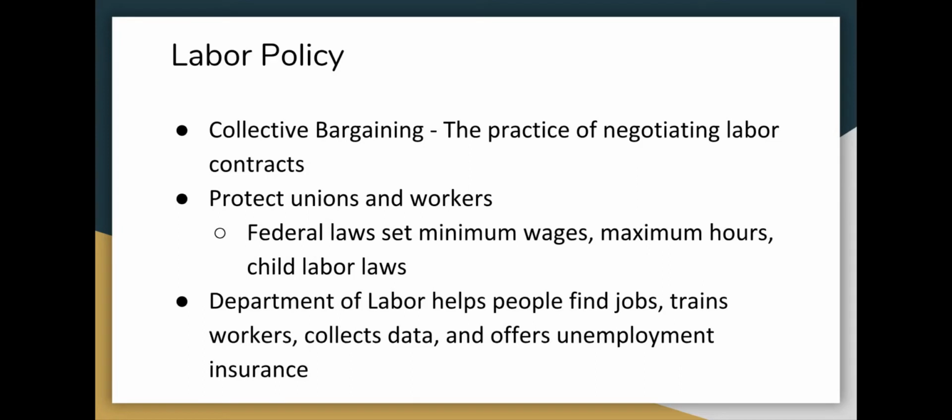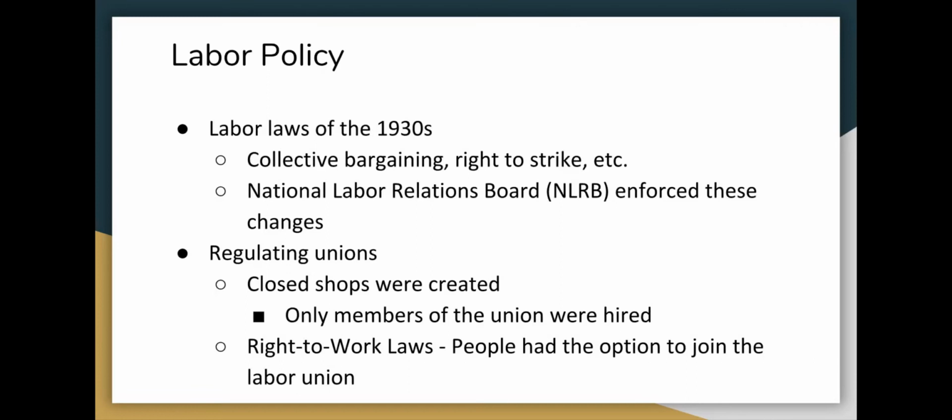And looking at the labor policy, you have collective bargaining, which is the idea that people can negotiate labor contracts. You have unions that protect workers, federal laws that establish child labor laws, maximum work hours, minimum wages, things like that. The Department of Labor really helps to try to find people jobs, to train people. They collect data. They offer unemployment insurance. And a lot of this has to go back to the 1930s with the Great Depression.